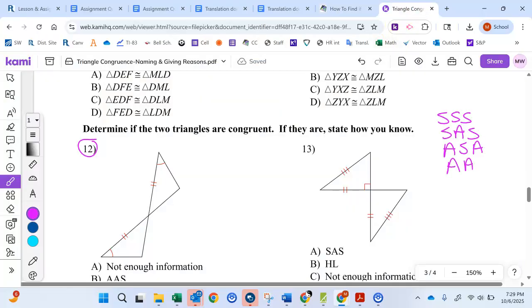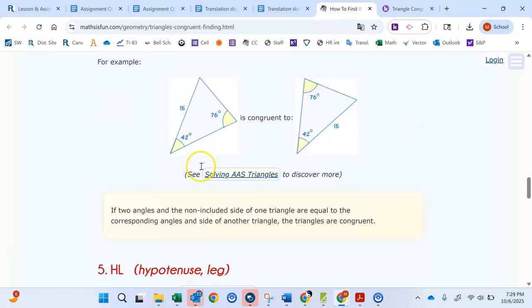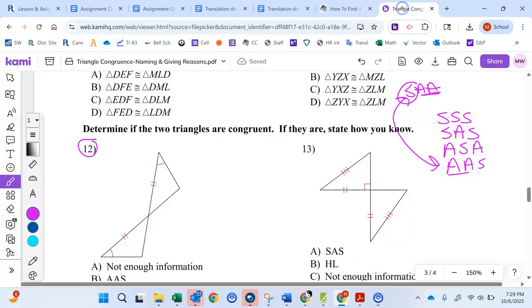And it can also be SAA. That's the same as that, just a different order. But you have 2 angles in a row and then a side. Number 5 is HL, hypotenuse and a leg. Remember, hypotenuse is going to be opposite of this, right? That's your hypotenuse. So that's what they mean by hypotenuse and leg.